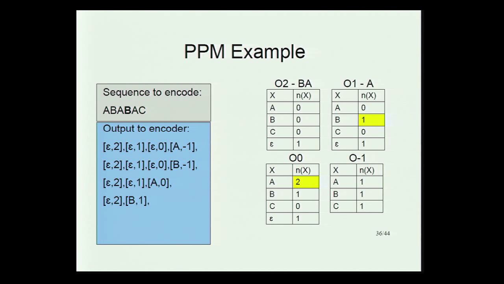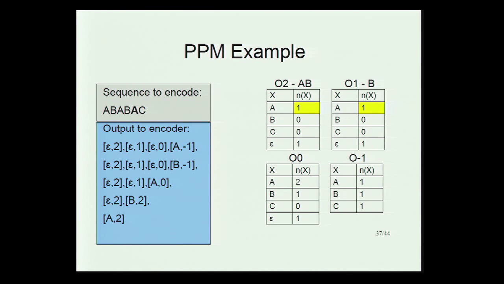Our next one, a B. We have actually seen a B with a context A. It happened back at the beginning. So we're going to only escape from our order 2 context, and then we're going to encode using this order 1 table.